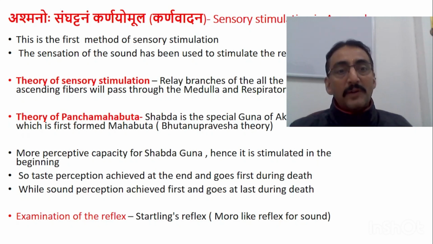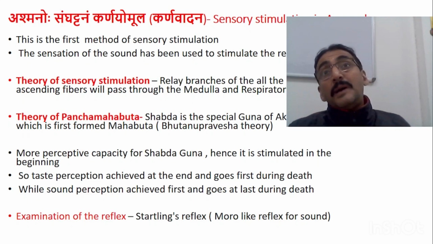This is the first important thing. The second one is the greater perceptive capacity for Shabda Guna, hence it is stimulated in the beginning. Taste perception is achieved at the end and it goes first during death. The same can be explained in the other way also. See, at the time of death also, it is always the Shabda Mahabhuta which goes at the end.